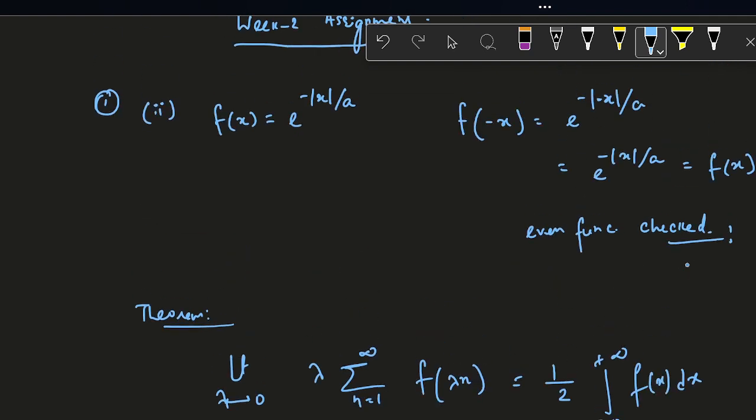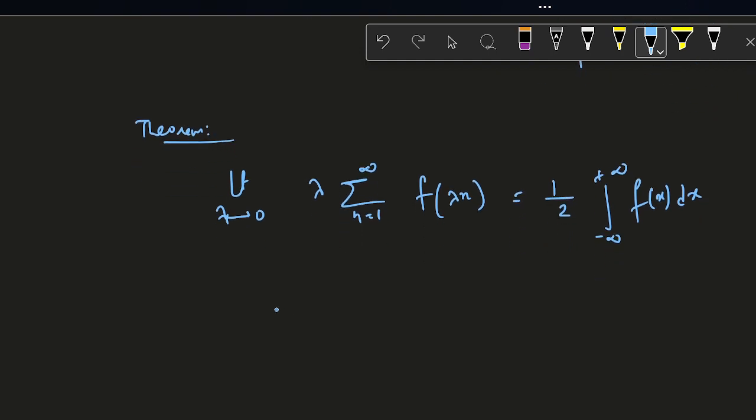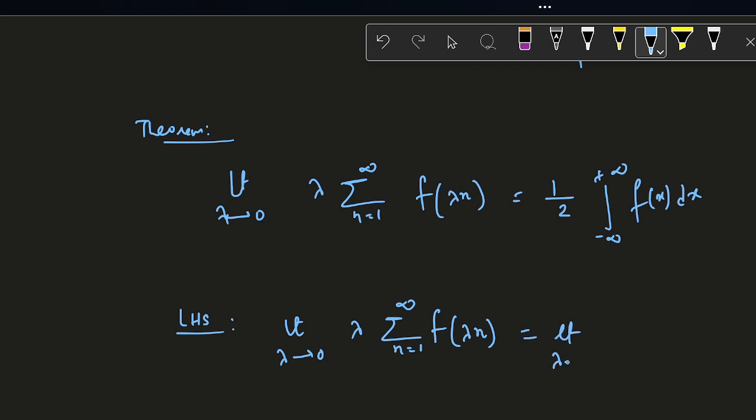This theorem becomes valid even if we use this formula of f of x. So let us start with the left hand side limit. What is LHS? Just let me directly put the function's value here. Limit lambda tends to 0, lambda sum over n from 1 to infinity of f of lambda n, equal to limit lambda tends to 0, lambda sum n from 1 to infinity, and then you simply put lambda n in place of x in the formula of f of x.